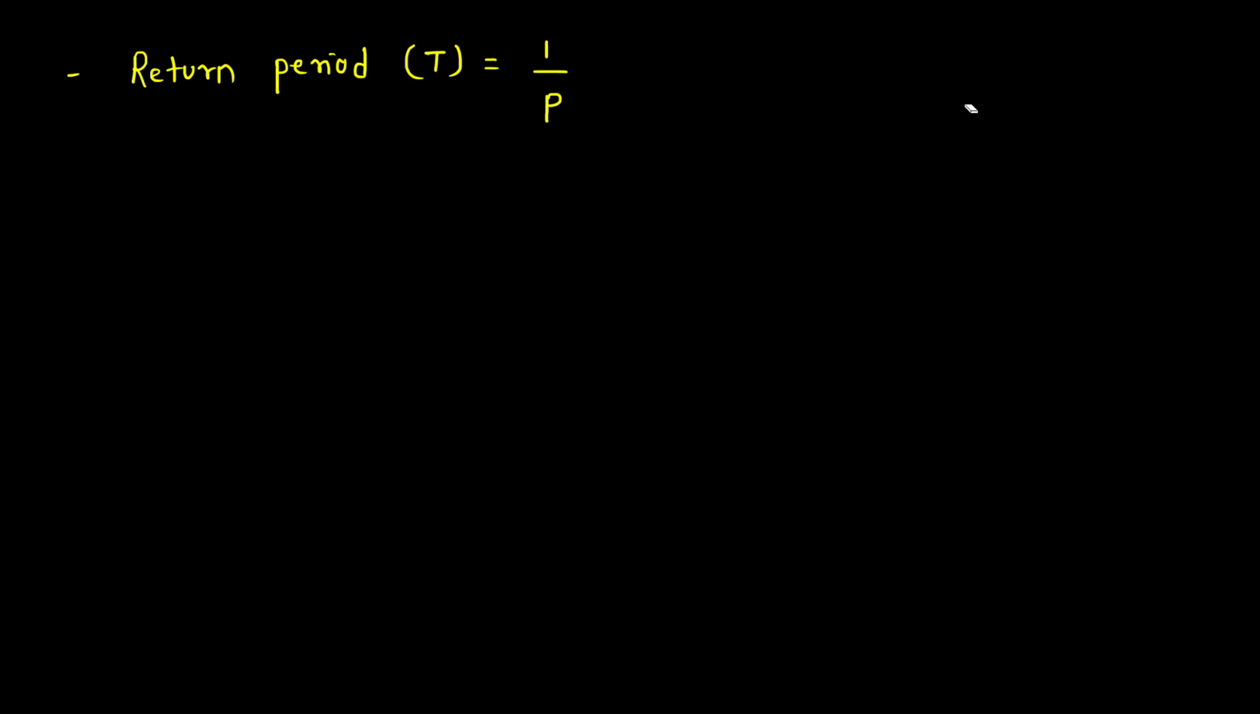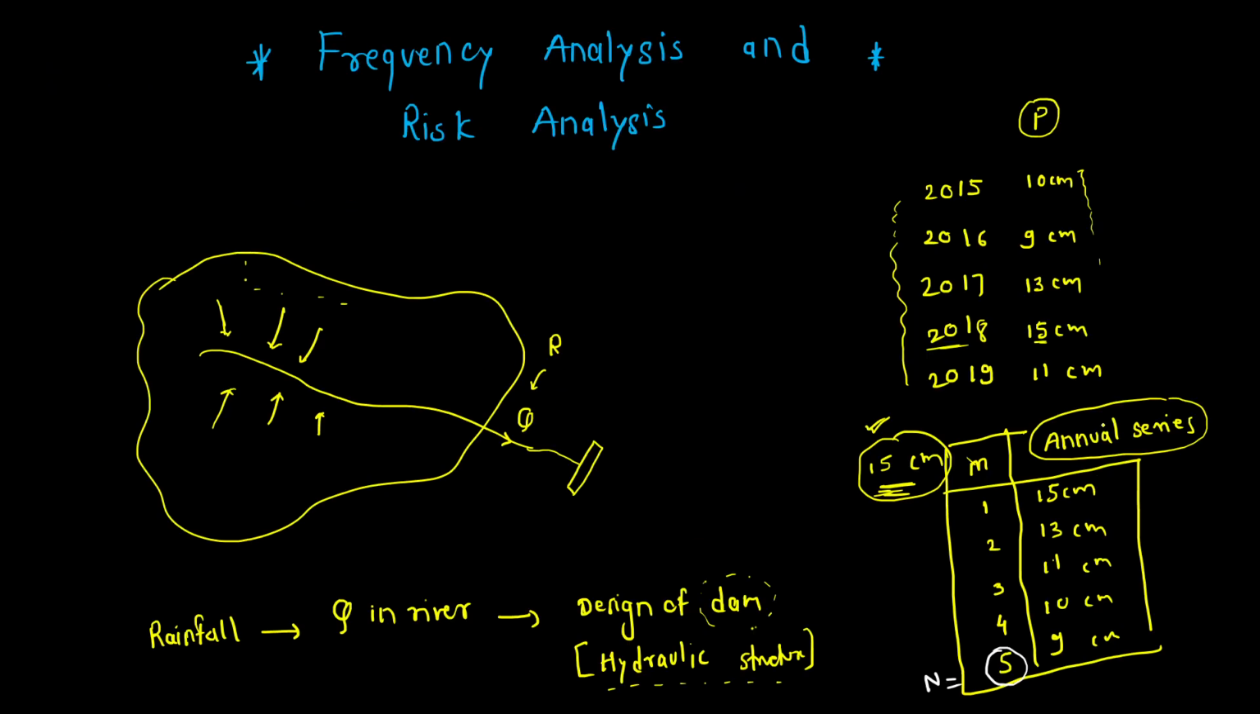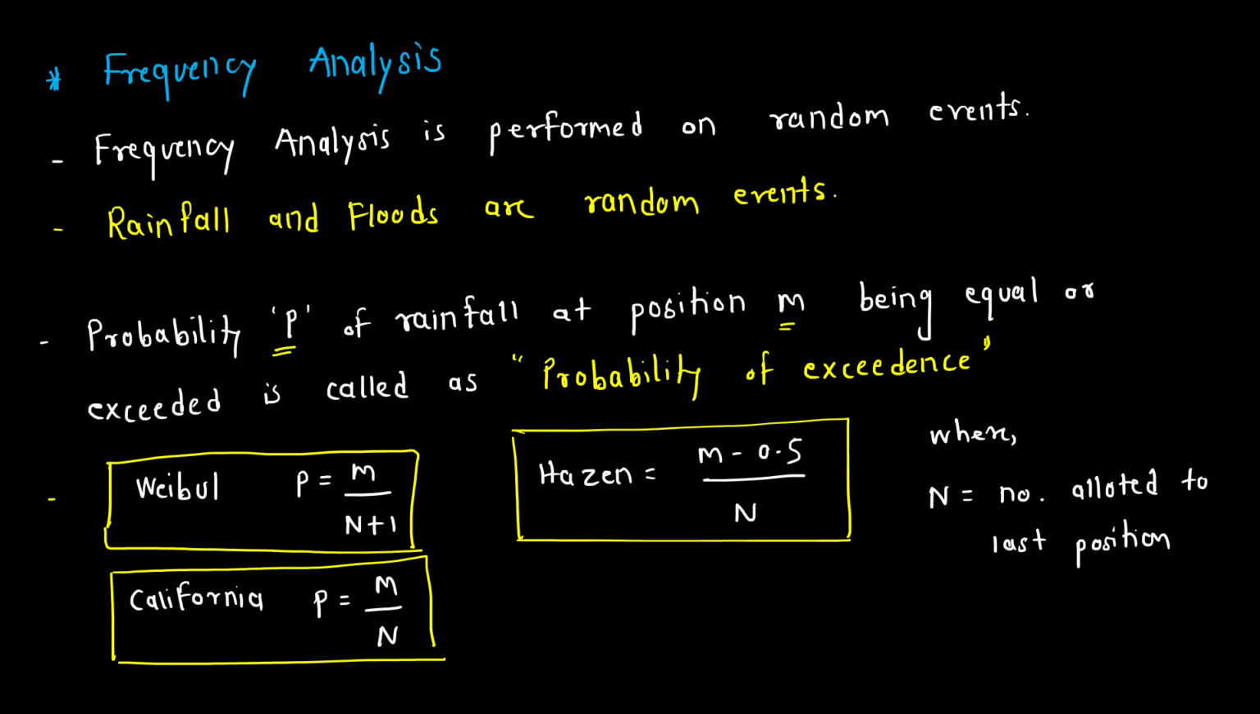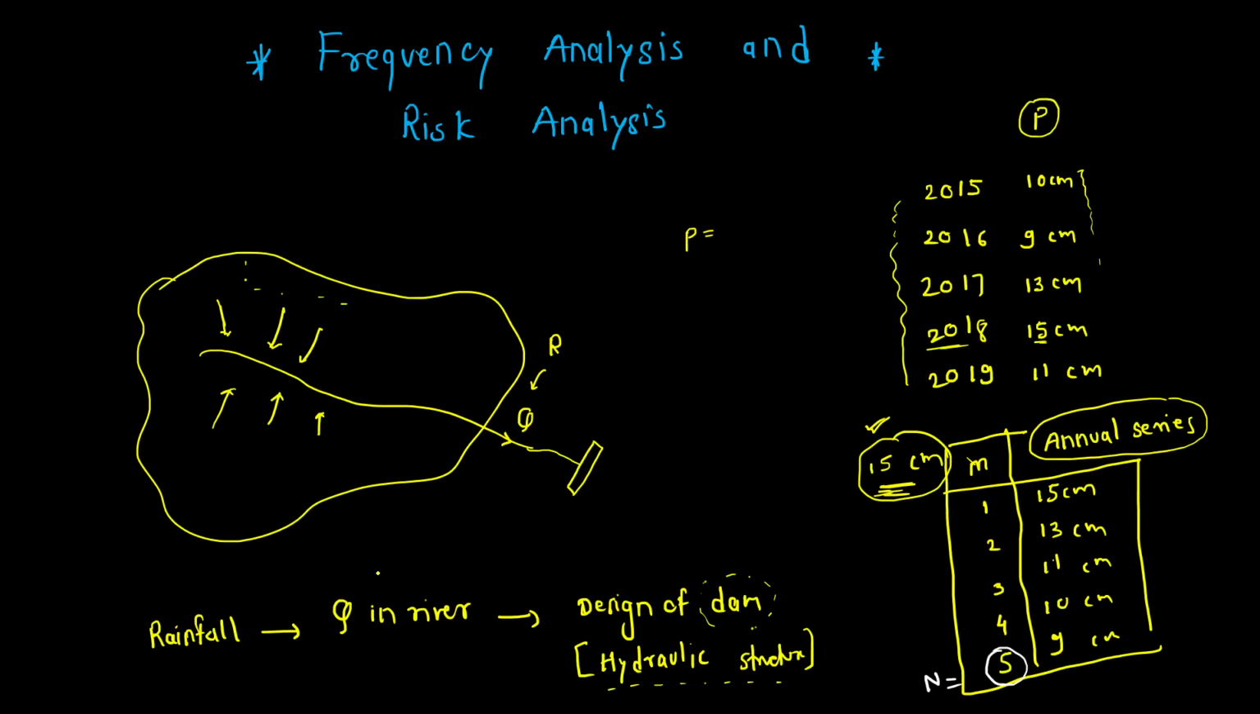If we take this example, let's say we are taking the value of 15 centimeter. For 15 centimeter, first we will find the value of P using, let's say, the California formula. What is the California formula? M divided by N. For 15 centimeter rainfall, what is the value of M? 1. What is the value of N? It is 5. So 1 by 5 is 0.2. That means P is 0.2, or 20% probability, that this 15 centimeter rainfall will occur again.